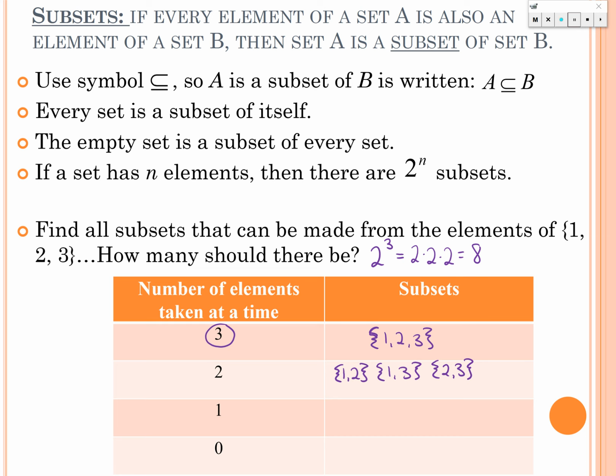If you just take 1 element at a time, remember our sets can just have 1 element, then I would just take 1 and make it a set. 2 and 3.